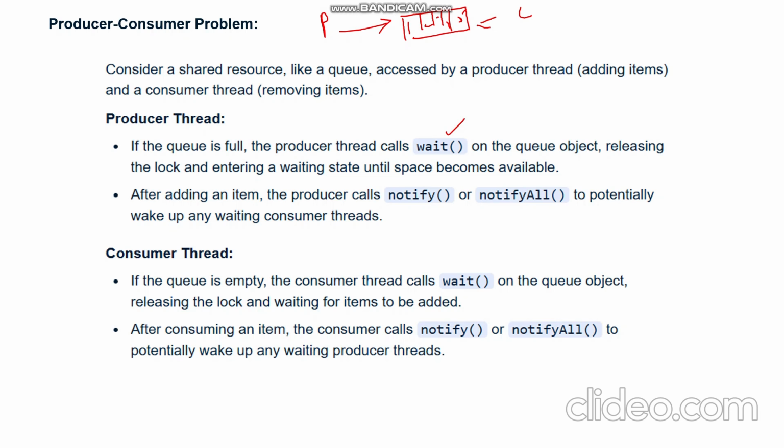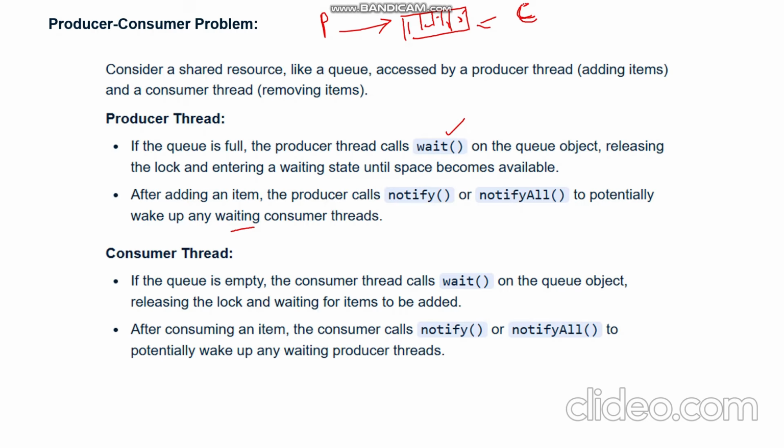After adding an item, the producer calls notify or notifyAll to potentially wake up any waiting consumer threads. After adding any item into the queue, the producer thread always invokes the notify or notifyAll methods. Why? Because whenever the notify is received by the consumer thread, it can understand that yes, the data is available in the queue. They can delete the corresponding element. Come to the consumer thread.